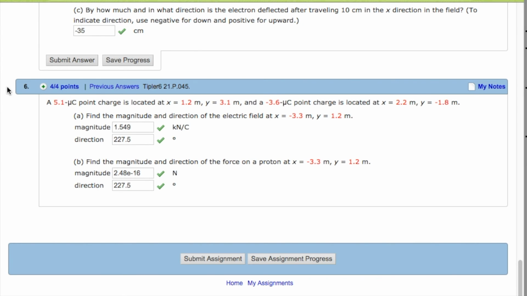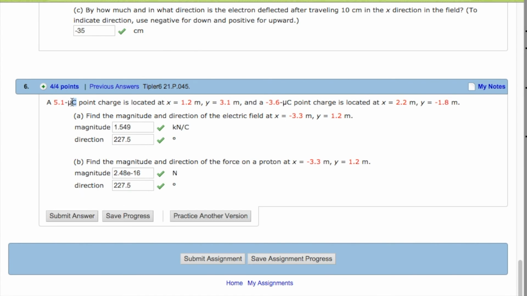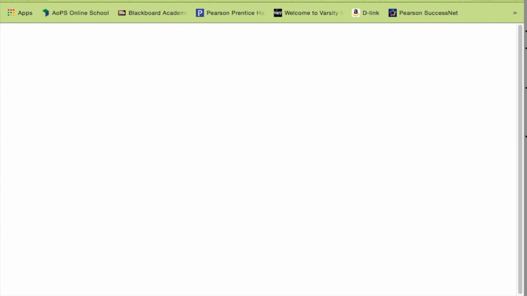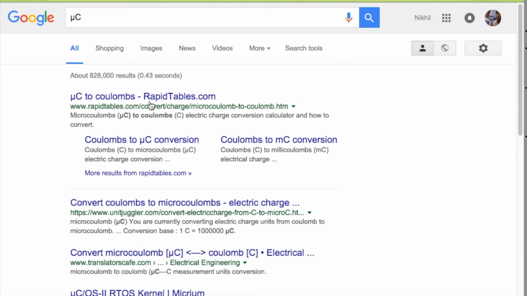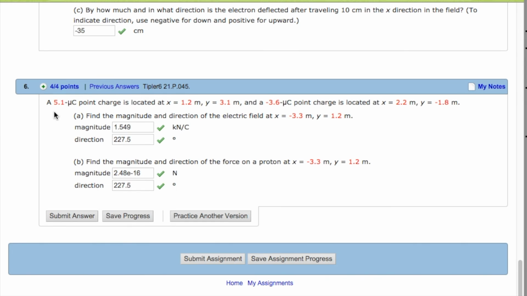5.1 nanocoulomb, microcoulomb, I think it's microcoulomb. Yeah, microcoulomb. A 5.1 microcoulomb point charge is located at x equals 1.2 meters, y equals 3.1, and a negative 3.6 microcoulomb charge is located at x equals 2.2 meters, y equals negative 1.8. Find the magnitude and the direction of the electric field at x equals negative 3.3, y equals 1.2.